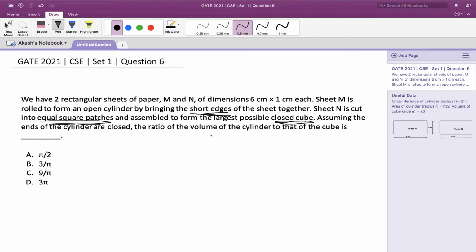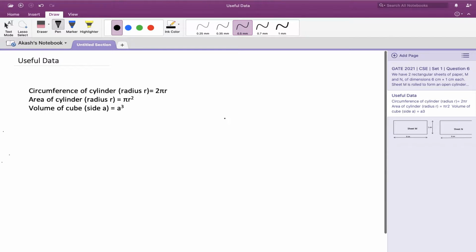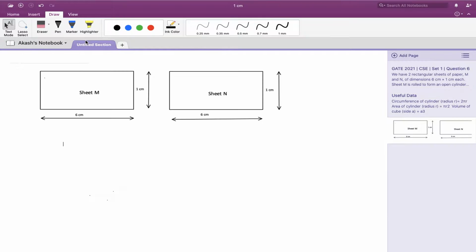Assuming the ends of the cylinder are closed, the ratio of the volume of the cylinder to that of the cube is. So basically, we have to find the ratio of the volumes of two distinct figures which are made up of the same sheet of paper. Now, the useful data that has to be known in this question is the circumference of a cylinder of radius r, that's 2 pi r, the area of the circle, that's pi r square, and the volume of the cube.